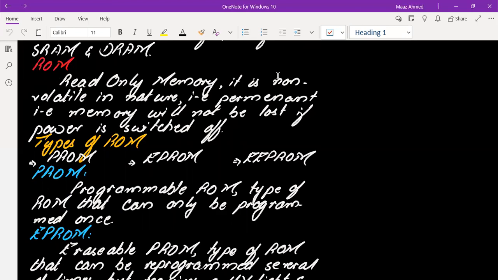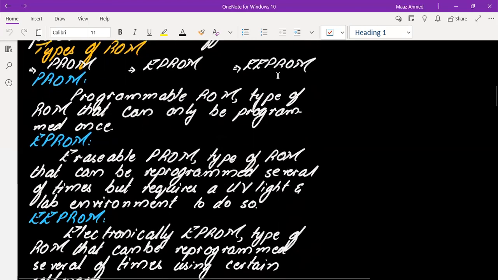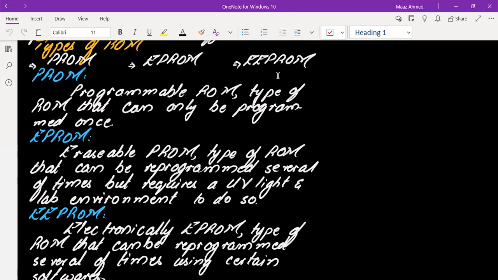Now, when it comes to the types of ROM, we have multiple types. Number one, it's PROM, then it's EPROM, and finally we have EEPROM. Now, what do you mean by that? PROM is a programmable read-only memory. That means it can only be programmed once. It cannot be reprogrammed again and again.